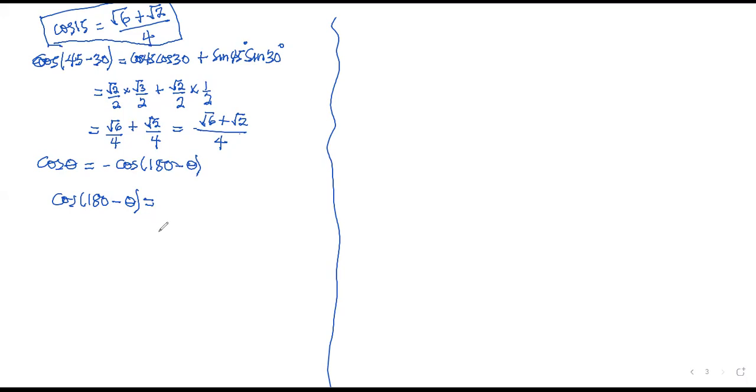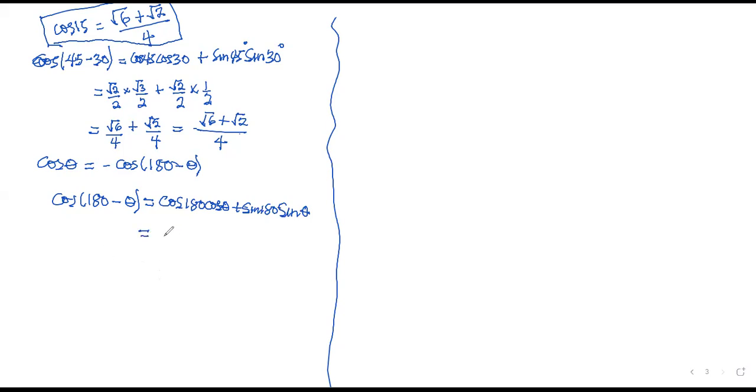Okay, so let's use the identity to expand this. Cos 180 minus theta will be cos of 180 times cos of theta. The operator here is minus, so it will change to plus sine of 180 times sine of theta.